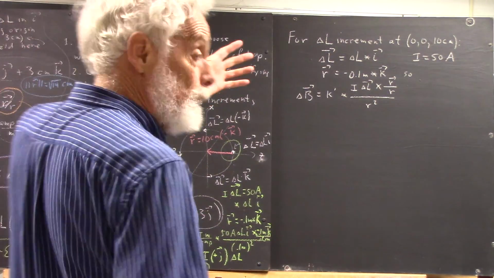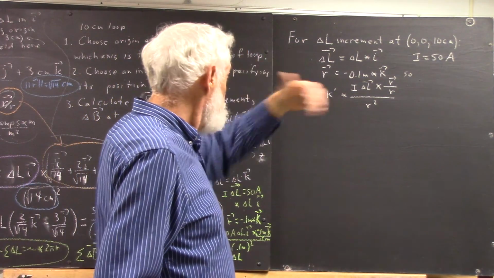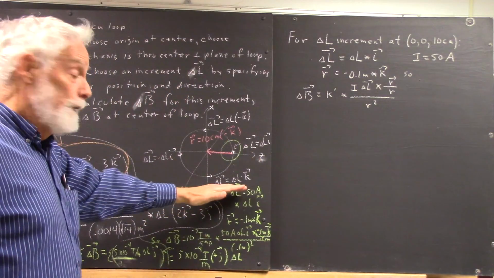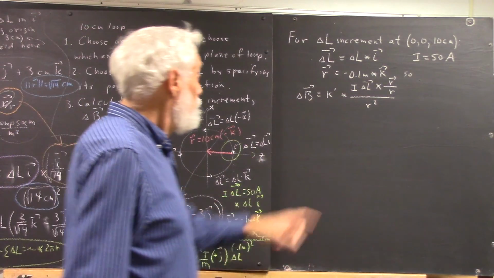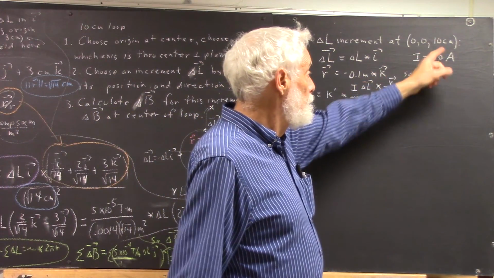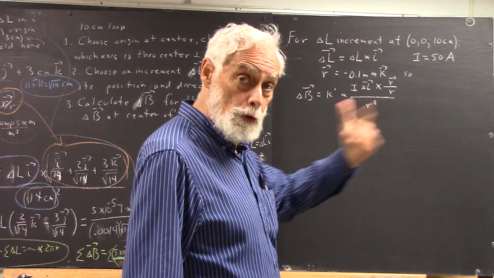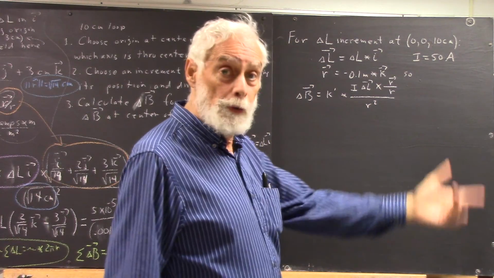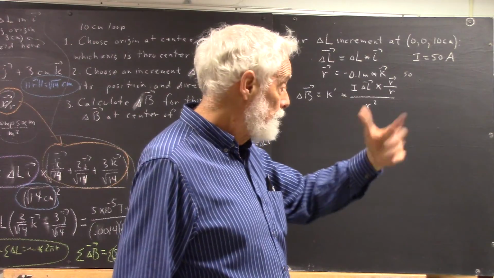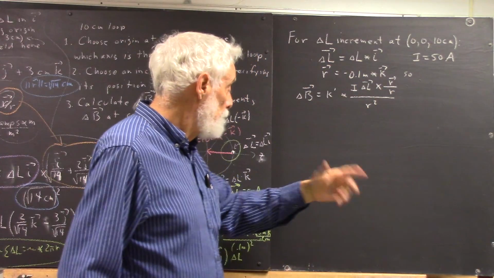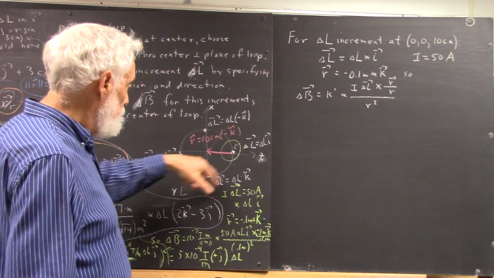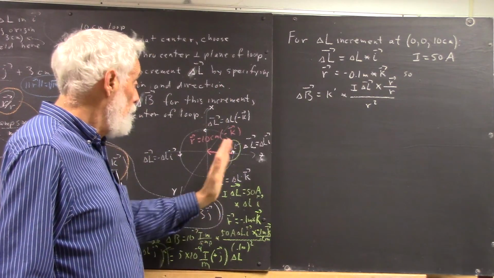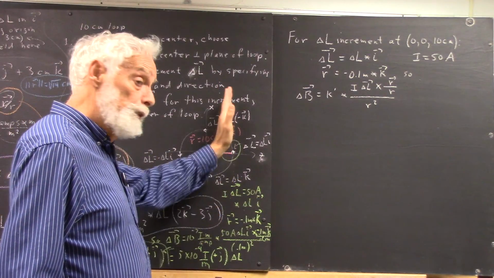Okay, now I have written a little bit of stuff down, just summarizing what we've obtained over here. For a delta L increment at 0, 0, 10 centimeters for the loop in the XZ plane with the current running counterclockwise, and I'm not sure I've said that, but the current's running counterclockwise, which is in this direction. The direction of the current at this point is the I direction.